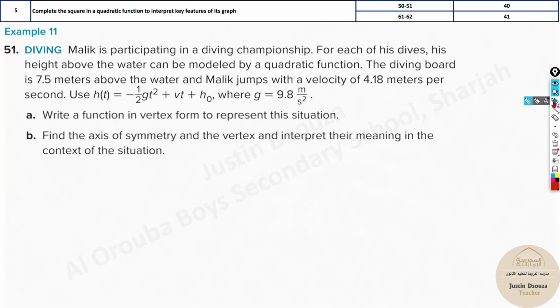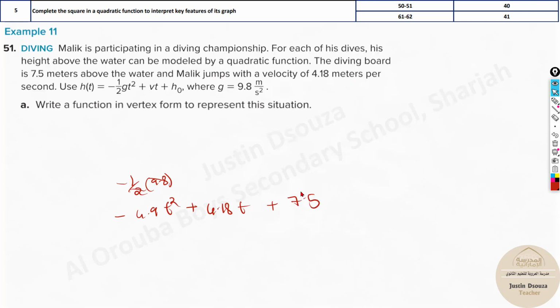Similarly, you can solve the other problems. All you need to do is substitution. See, look at this. Here, negative half g is given as 9.8 in terms of meters per second squared, so it will be 4.9. And then, what is there? Minus 4.9 t squared plus, what is v over here? Velocity is given as 4.18 t plus, what is the height? Initial height is 7.5. This is how you write the function. And then we have done the other things.